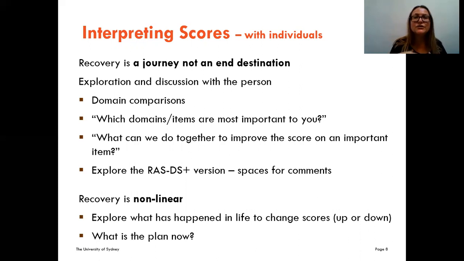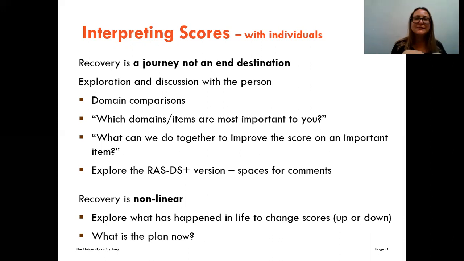We know that it's a journey, and it's a journey that is non-linear and it doesn't have an end destination. So in terms of interpreting it, the interpretation comes through the exploration and discussion with the individual person. You can look at the domain scores and the comparisons and have a talk about those, and does that make sense for them?